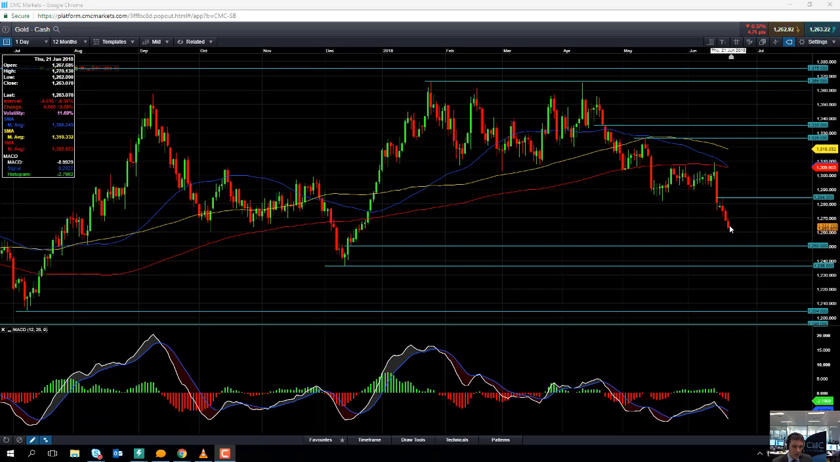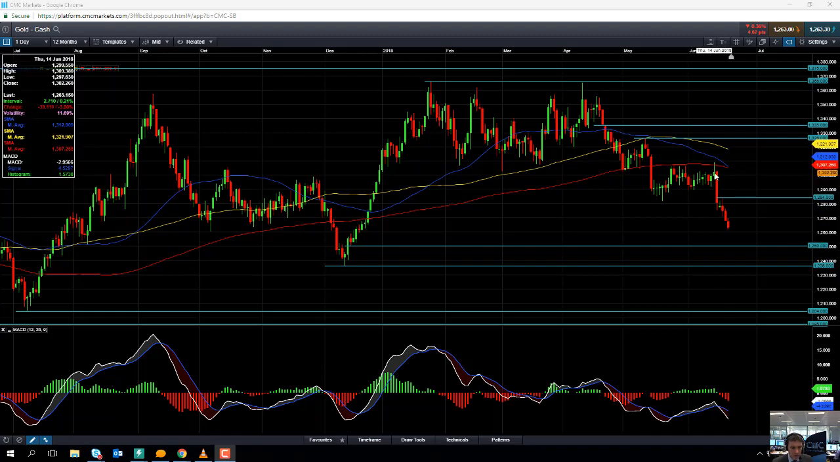If you take a look at the MACD histogram, the MACD indicator, we can see that the momentum has turned negative and it's actually increasing. So as the gold market is driving lower, we can actually see an increase in selling pressure. So for the time being, the momentum is with the bears.